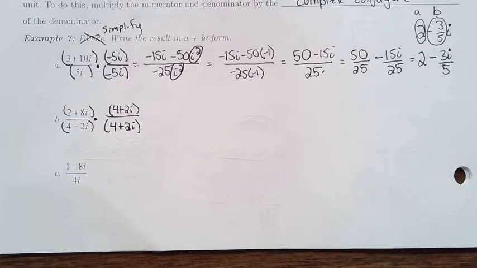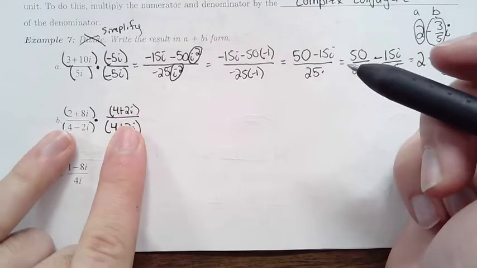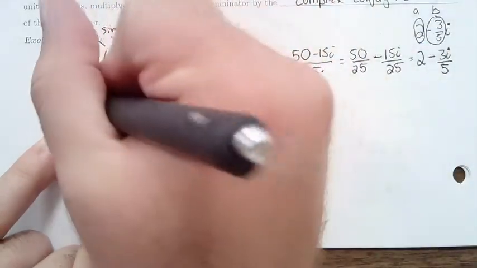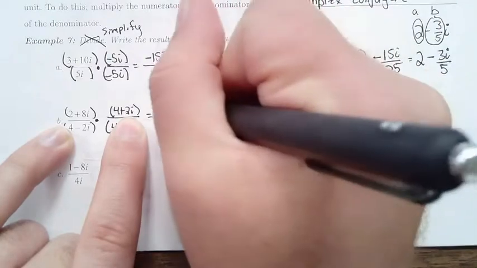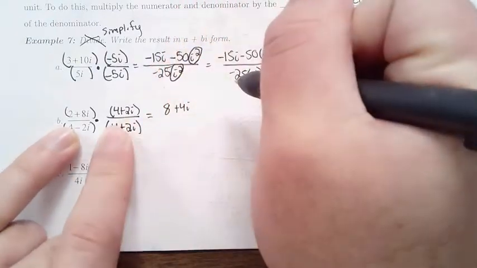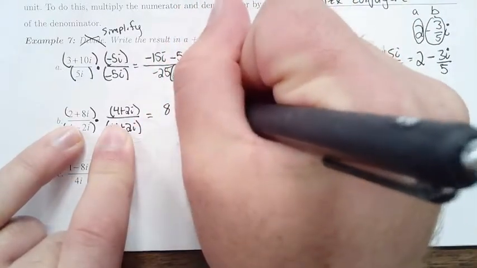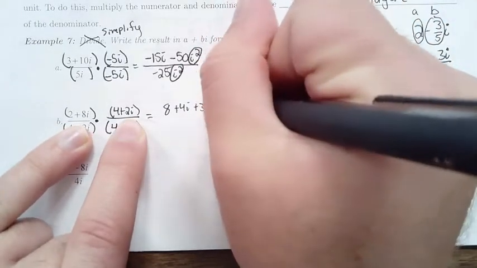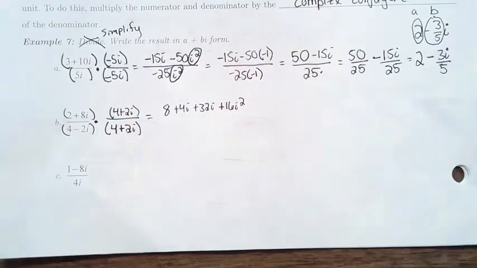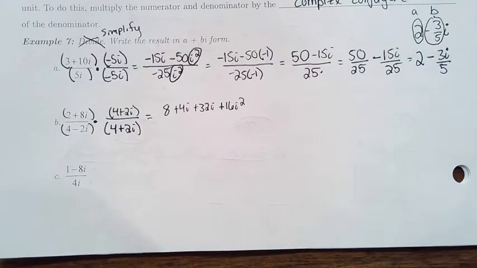Those are 2 binomials that are being multiplied, so this is where that foiling actually happens. So I'm going to do 2 times 4, which is 8, 2 times 2i, which is 4i, 4 times 8i, which is 32i, and 8i times 2i is a positive 16i squared. So I just FOILed across the whole top.